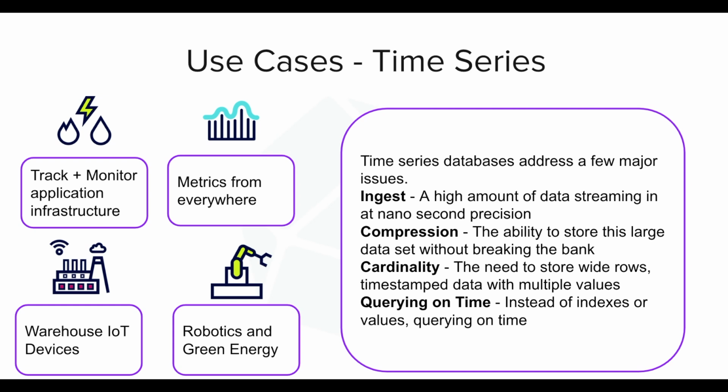Cardinality is the ability to store wide rows. That basically just means that your timestamp data has lots of metadata on it. It's lots of little details like the location of your warehouse or device ID name, stuff like that, things that help you understand your time series data. And then, of course, querying on time is the big one. So instead of indexes on values, we are specifically indexed on the time value. That means that when you query with things like, in the past 5 minutes, on machine X, what was the temperature gauge, that's going to be a lot faster with a time series database that's already geared towards time series data and indexed on time.